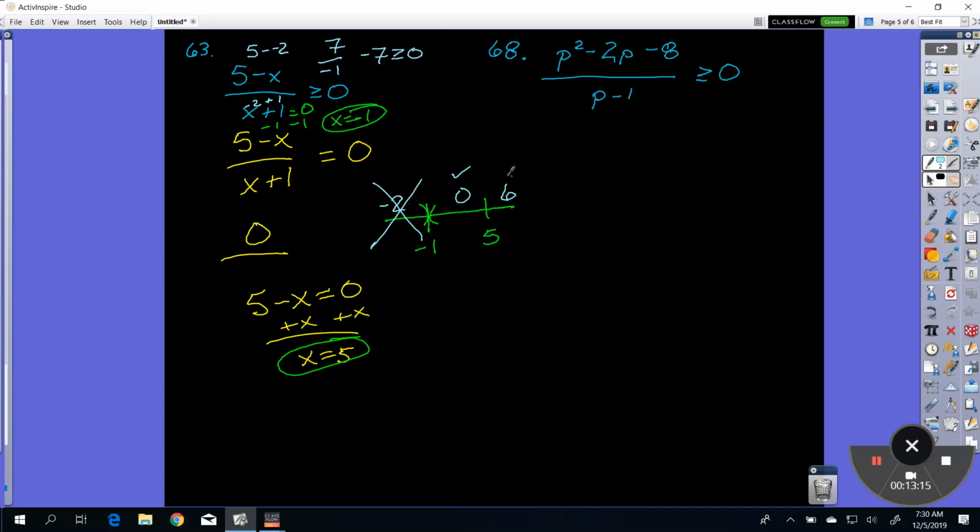So now we're going to plug 6 in. 5 minus 6 is -1. 6 plus 1 on the bottom is 7. Is that greater than 0? It's a negative number, so that can't be bigger than 0. So the only place that worked was between -1 and 5. The -1 is a parenthesis, and because it's greater than or equal to, it can be equal to 0, so 5 is a bracket.